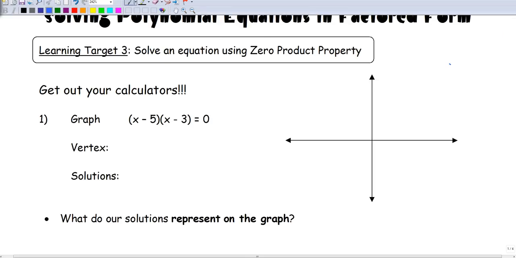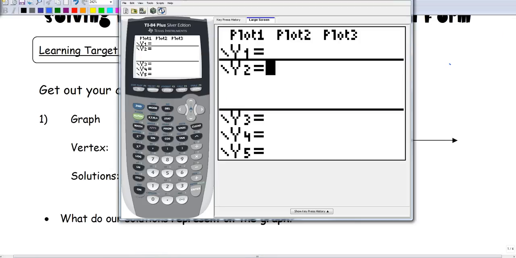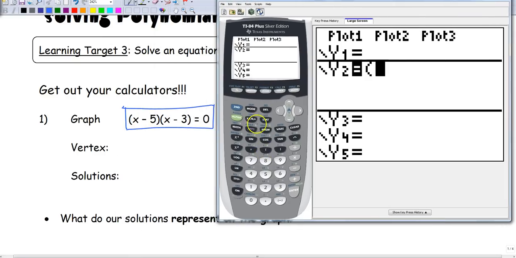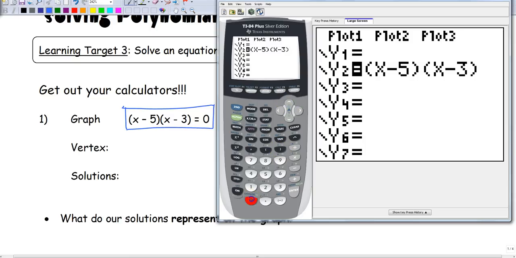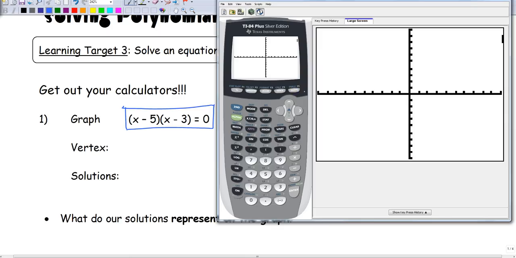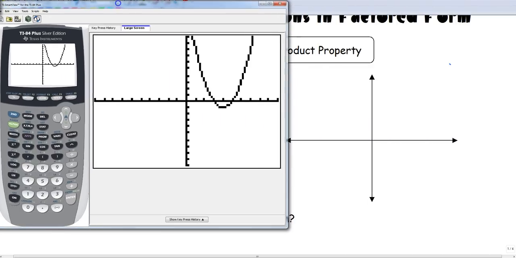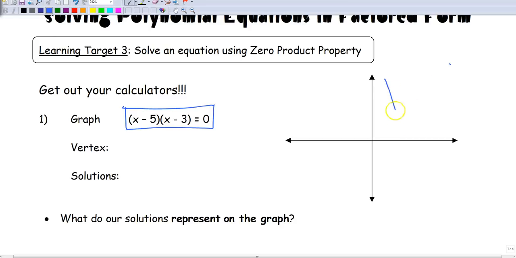So let's take out our calculators and we're going to graph this equation right here. So I'm in y2, but that's okay. I'll just put the 0 in y1. So take a second to fill this in yourself, please. And then when we graph this, we do get a parabola. Okay, I'll just do a sketch.